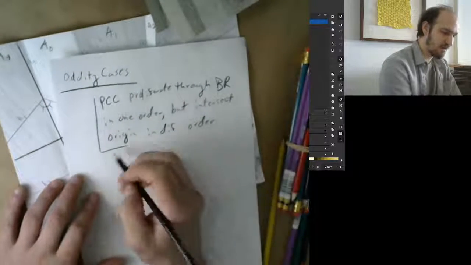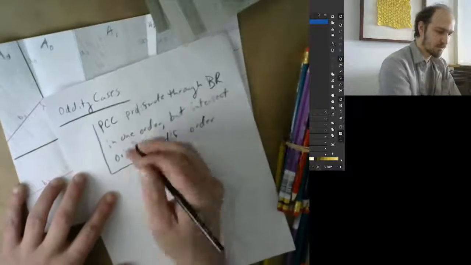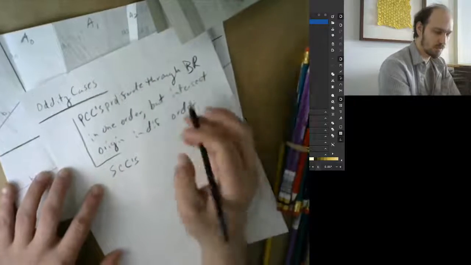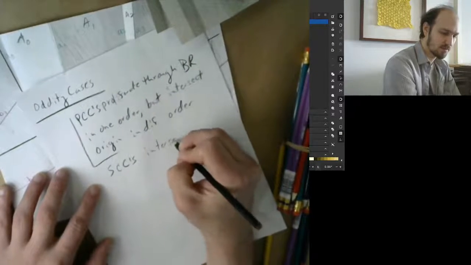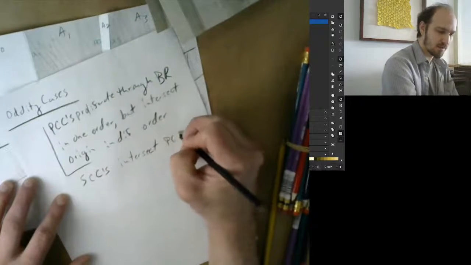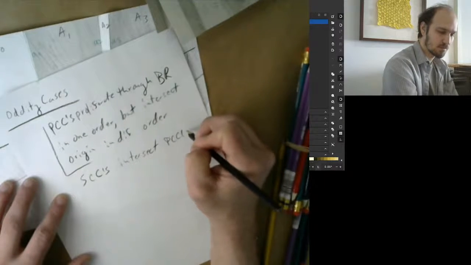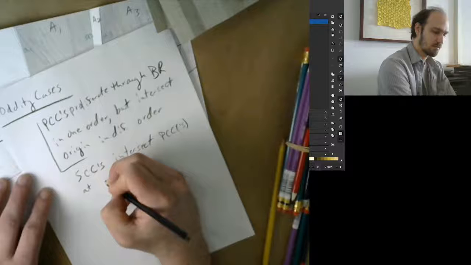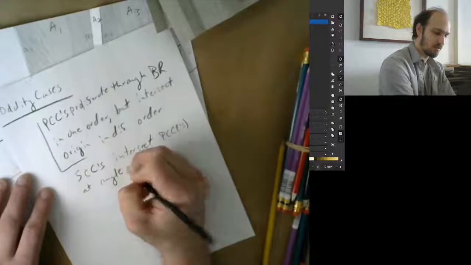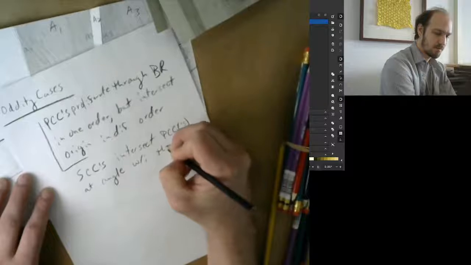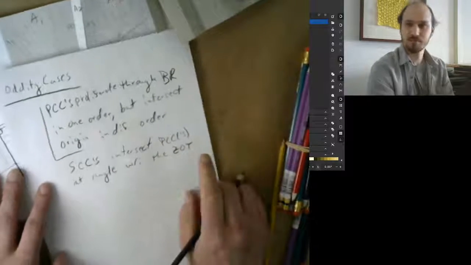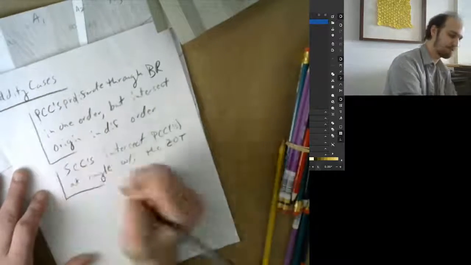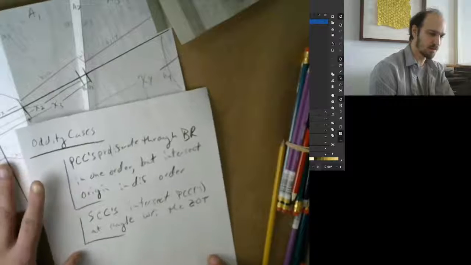We have an oddity case where secondary collapse creases intersect primary collapse creases at an angle within the zone of transition, ZOT. Okay. What else do we have?